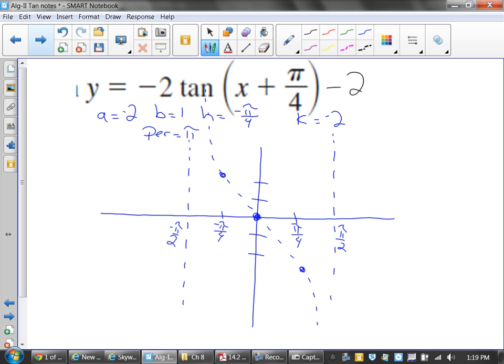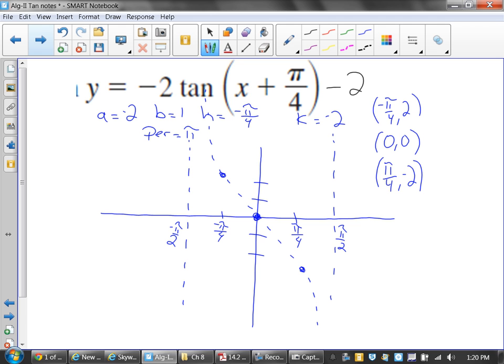Now, shifting tangents is actually really easy. Label: we have negative pi over 4, 2; 0, 0; pi over 4, negative 2. My h and k in this case were negative pi over 4 and negative 2. Which one of those three ordered pairs is going to be easiest to shift first? The 0, 0.